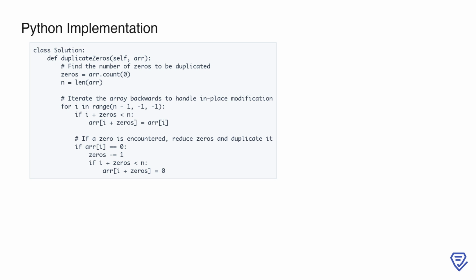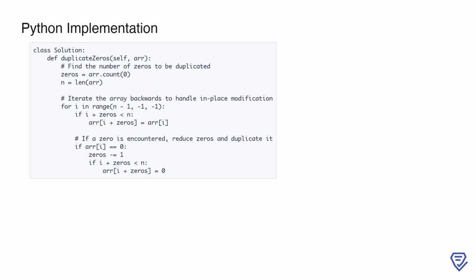Inside the loop, the condition if i + zeros < n checks if the shifted position, current index i plus the remaining zeros, is within the bounds of the array. If it is, the value at arr[i] is copied to its new position, arr[i + zeros]. If the current element is a 0, the zeros count is decremented, as one 0 is being processed. Additionally, if the duplicated zero's position, i + zeros, is still within bounds, the 0 is explicitly written to this position. This ensures each 0 is duplicated correctly while respecting the array's fixed size.